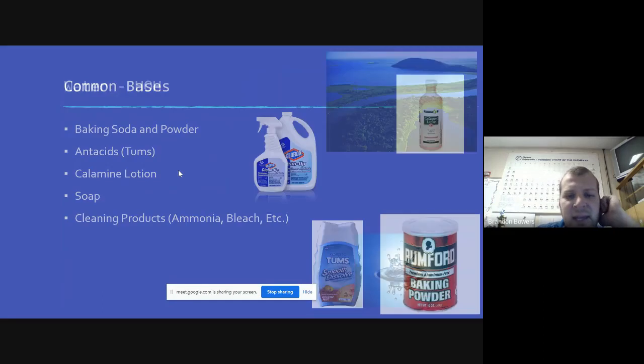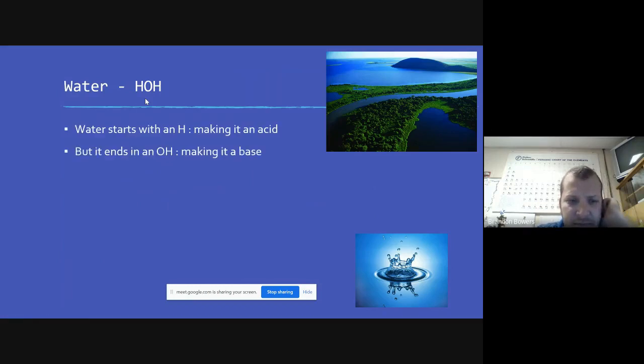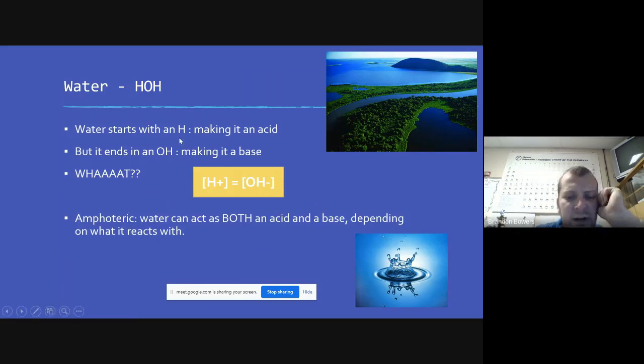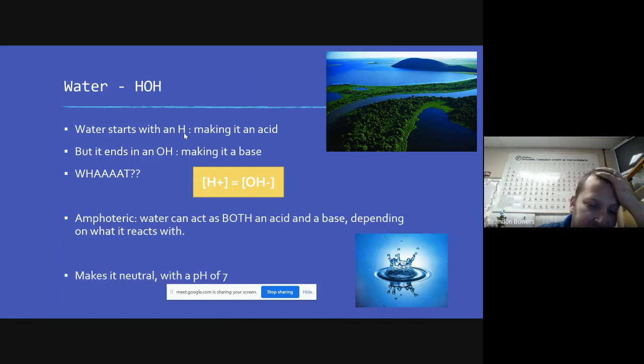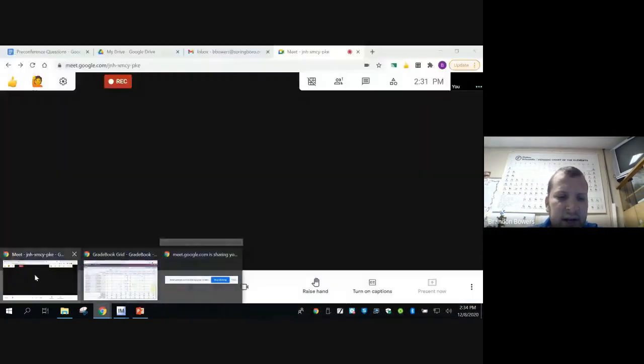And then there's water. We said acids always start with H, and bases always end in OH. If you combine those two, you create H2O. Water is neutral. Water can act as both an acid and a base, depending on what it reacts with. Any neutral substance has a pH of 7. So that's just a little background on acids and bases.